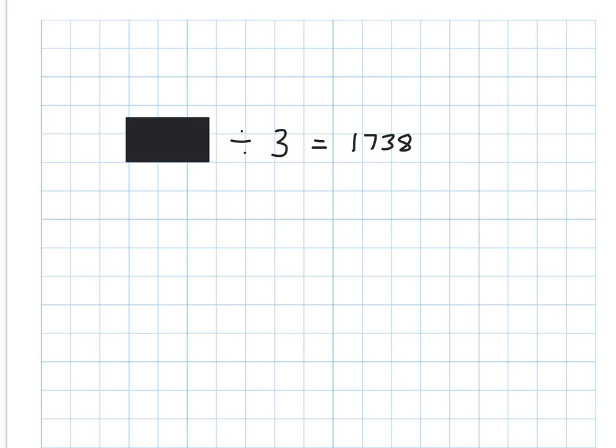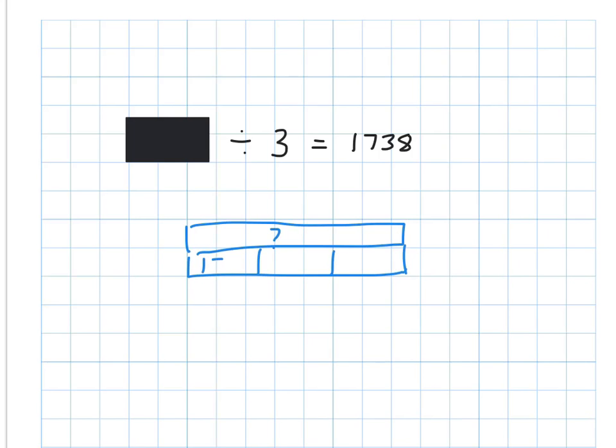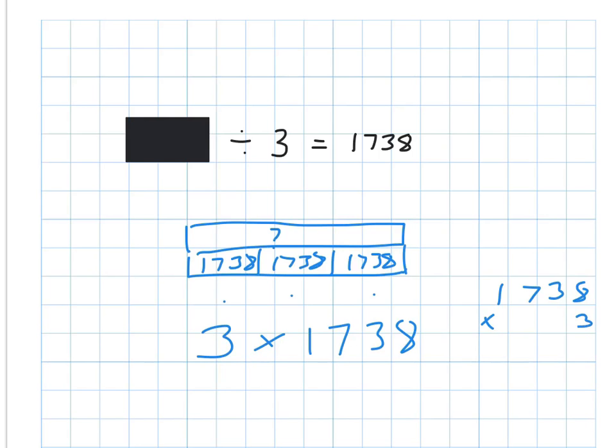For example here, where we've got a missing number, we divide it by 3 and we get 1738. So I can draw my missing number. I don't know what it is, but I do know that when I split it into 3 pieces, I will get 1738. So I get 1738 in here, I get 1738 in here. So I should know now that I can do 3 times 1738, and that will give me my answer to go in here.